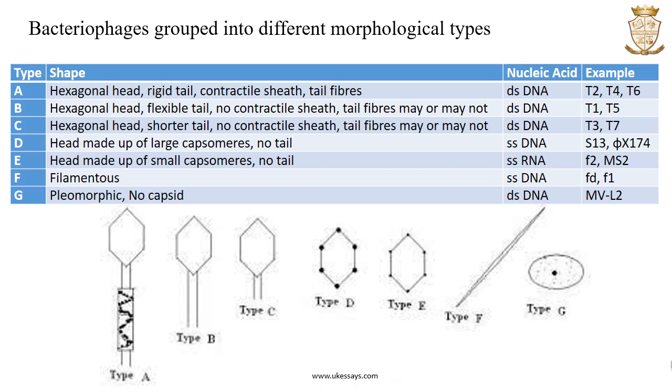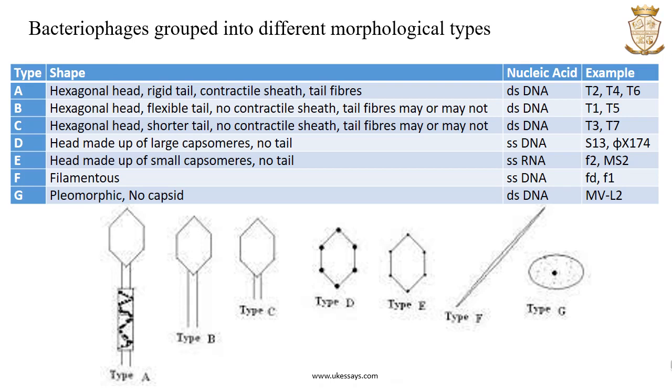Type A has a hexagonal head, a rigid tail with a contractile sheath, and it will also have tail fibers. The genetic material of type A bacteriophages is double-stranded DNA, and examples are T2, T4, T6 phages. They are polyphages. Type B bacteriophages have a hexagonal head and a flexible tail. There is no contractile sheath, and they may or may not have tail fibers. Genetic material is double-stranded DNA. Examples are phage T1 and phage T5.